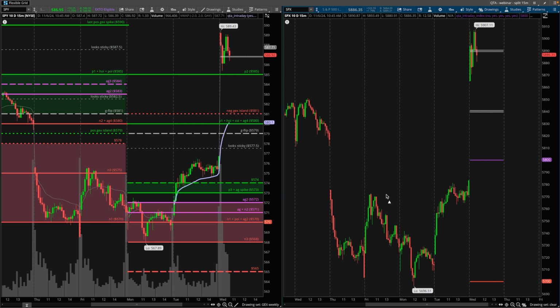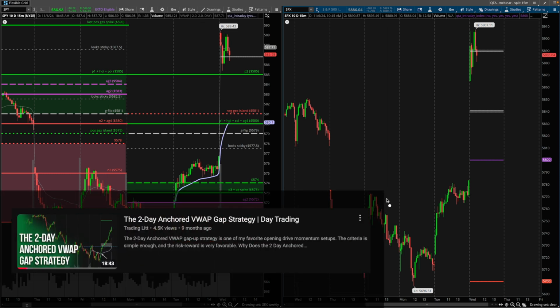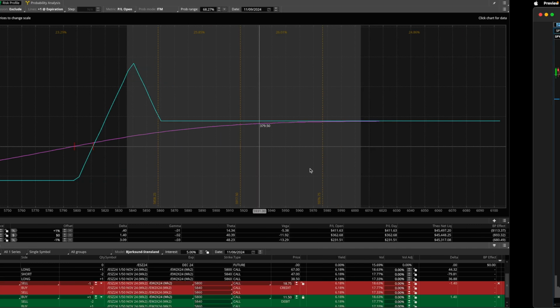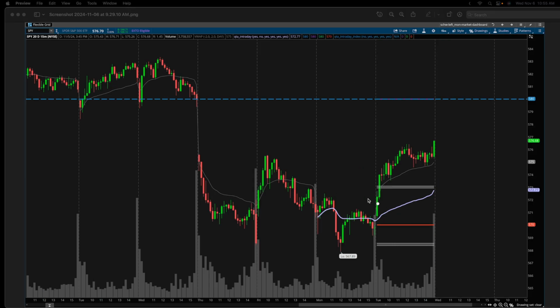If you still are not sure if that is a good entry, what's the next thing that I've highlighted over the past 4 years on this YouTube channel? The gap up over the 2-day anchored VWAP. Do we have a downtrend? And then do we get a gap up the next day over the 2-day anchored VWAP? This right here was yesterday's price action. This is our 2-day anchored VWAP.